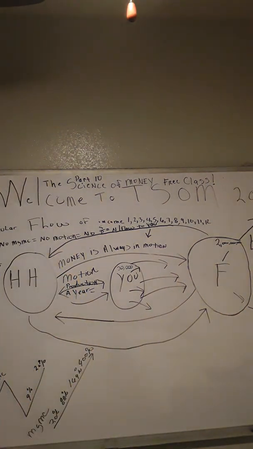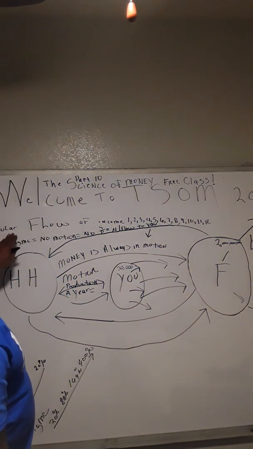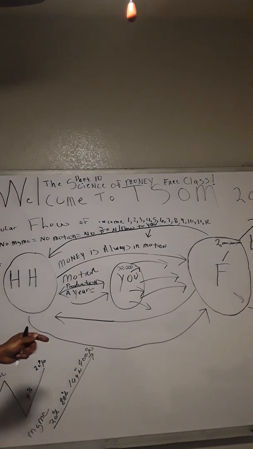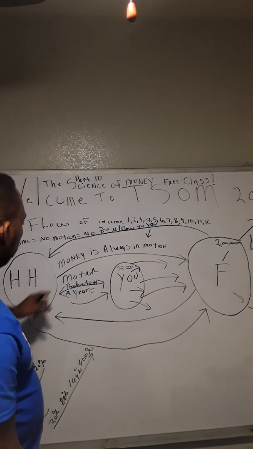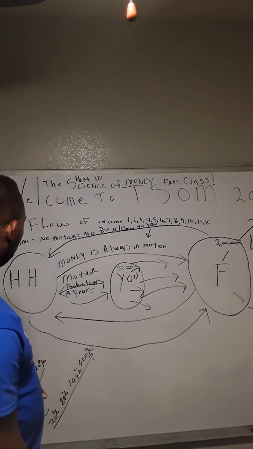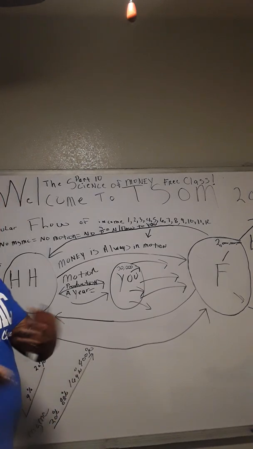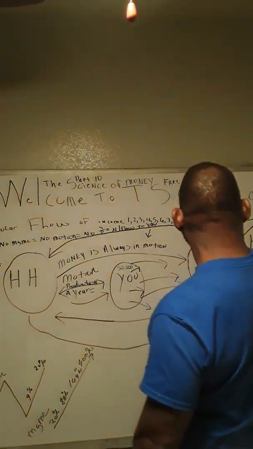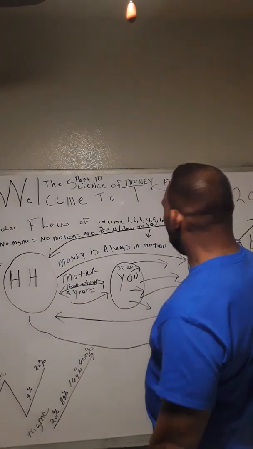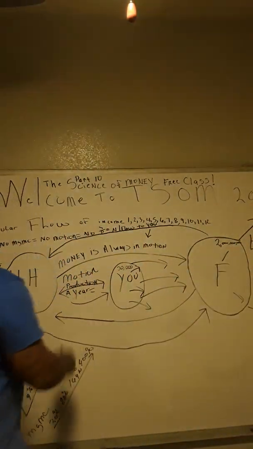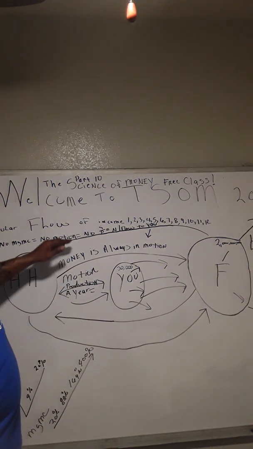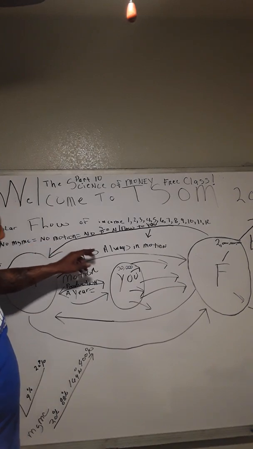Tonight we're going to talk about the circular flow of income and how it works. If you'll follow along on the board, I have some indicators. The HH means household. That's you and I. And then I'm going to step across the camera. The other side is for the F, and that means firm. In between that, you will see the YOU, which is you. But atop that, you'll see where it says that money is always in motion.